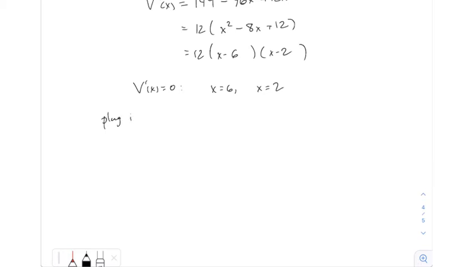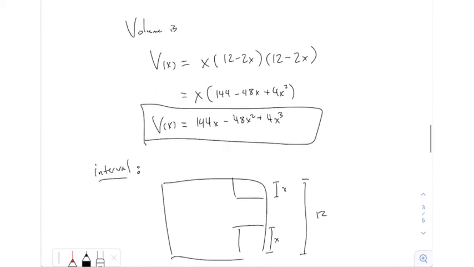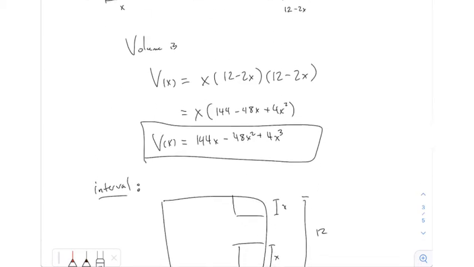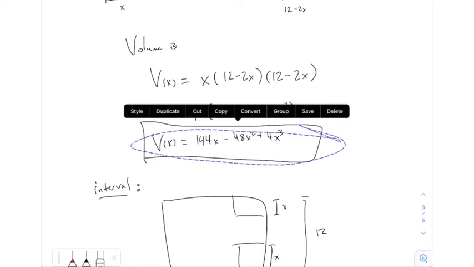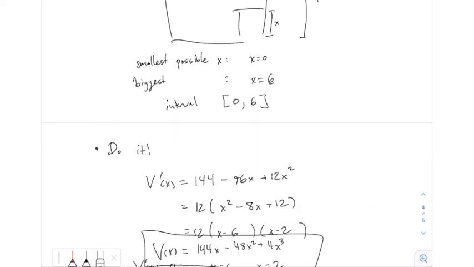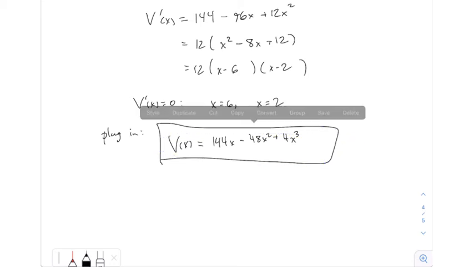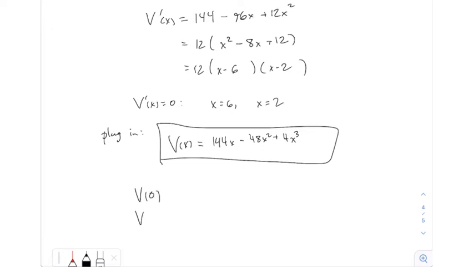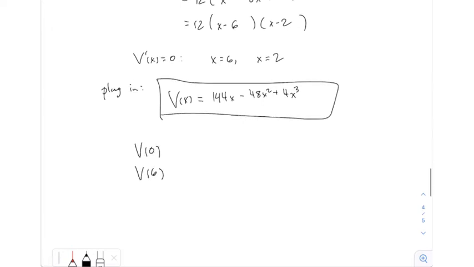I'm going to copy this formula so we have it down here. Remember, in this step, use the original function, not the derivative. I'm going to plug in V of 0 and V of 6. Those are the interval endpoints. And then also V of 2, which is the critical number. It turns out 6 is also a critical number. Whatever, it doesn't matter. You're still going to plug it in. Plug it in twice if you want.